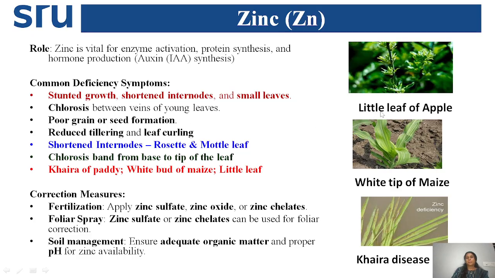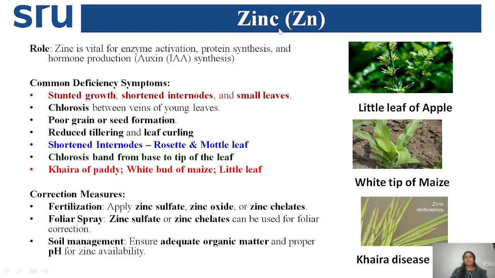It occurs not only in apple, but also in chili: little leaf of apple, little leaf of chili, little leaf of lychee. All these crops suffer from zinc deficiency, which causes little leaf, and also poor grain and seed formation, reduced tillering and leaf curling, and shortened internodes, that is rosette appearance. The internodal length decreases because of zinc deficiency. Zinc also causes Khaira disease of paddy and white bud of maize, and little leaf. These three are highly specific to zinc.